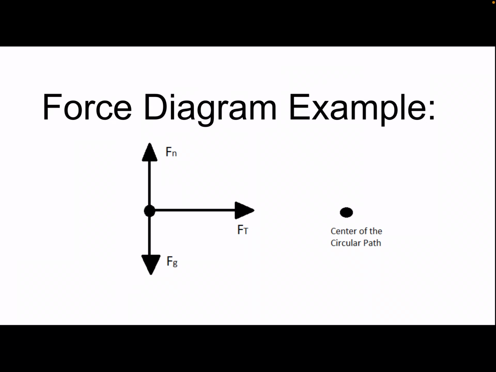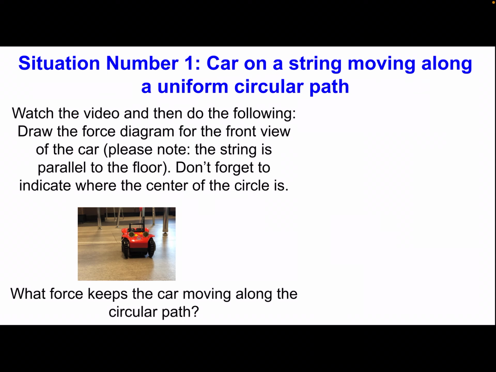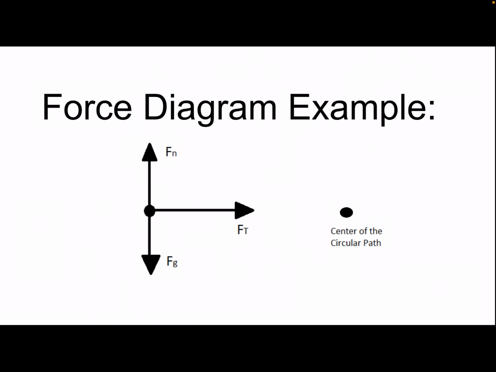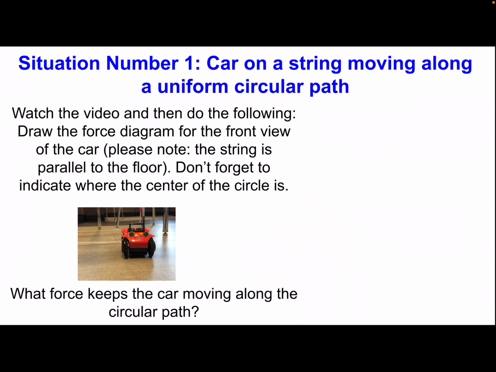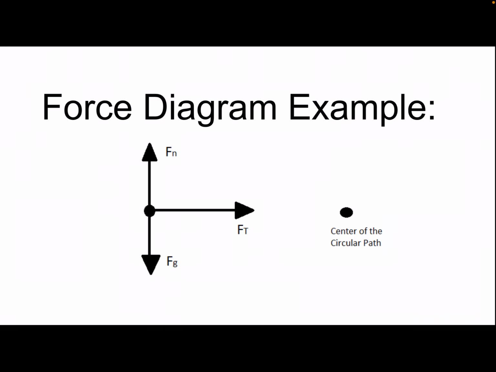So let's look at the first one. Oh, I forgot, I put an example in here. So this is an example of what you might have in your picture. So maybe your object has a gravitational force, a normal force, and then maybe it has this tension that's directed towards the center of the circular path. So the center of your circular path in this situation is indicated by the dot. And then my diagram shows that that tension force is going towards that center of the circle.